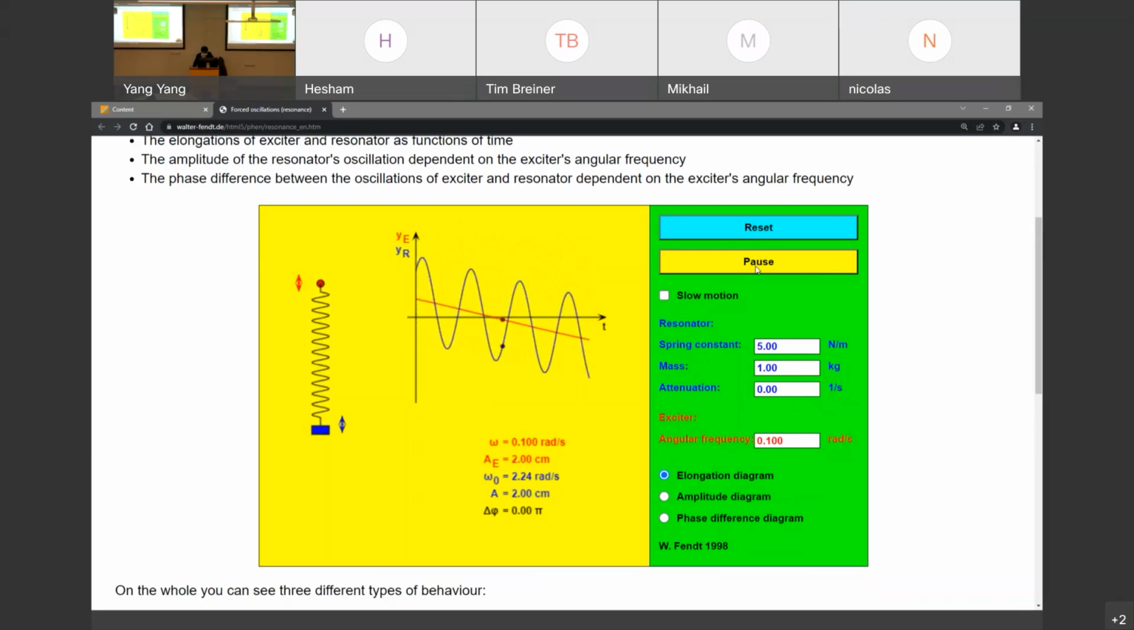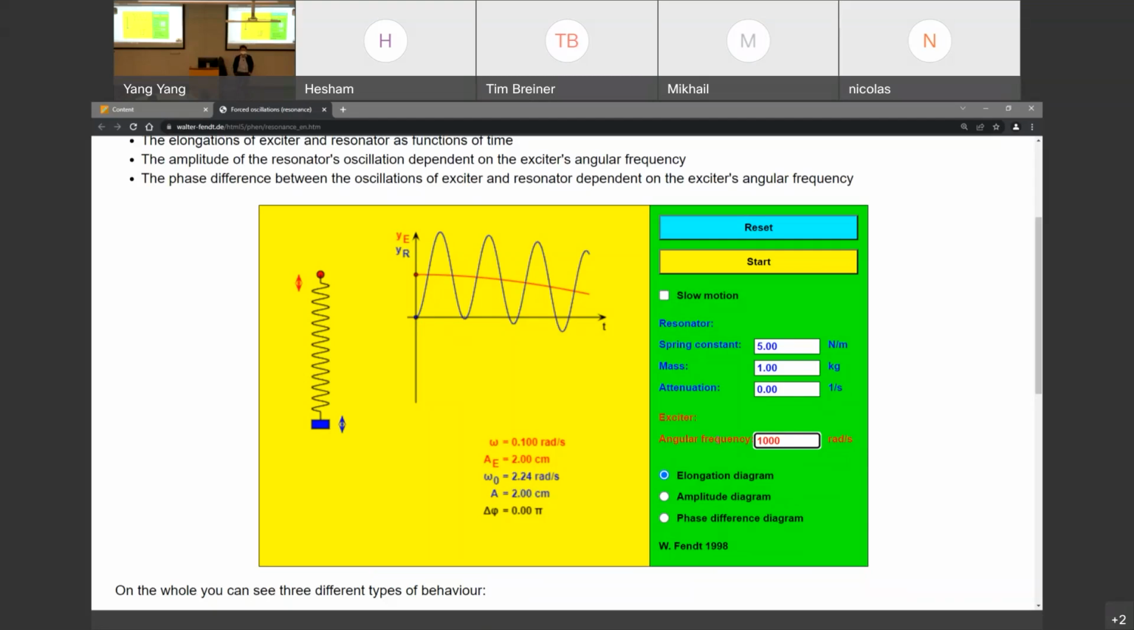Very interesting. How about we use 1,000? Some of you suggested 1,000. See what will happen. What would you expect if we have a very high frequency for the exciter over here? What would you see? Would you see one sine wave, a combination of multiple sine waves, or something else?